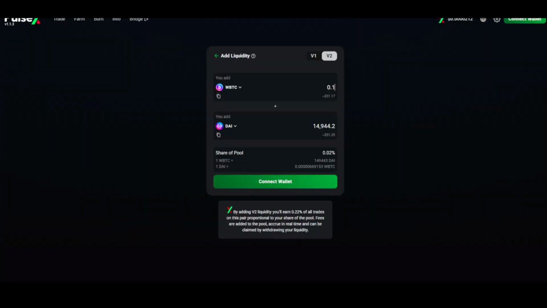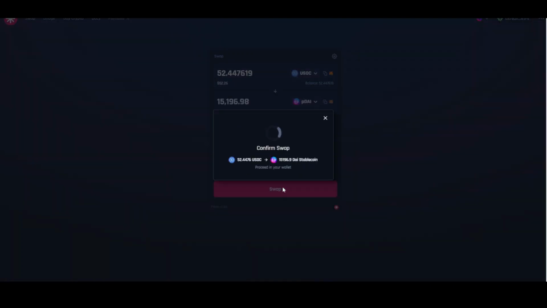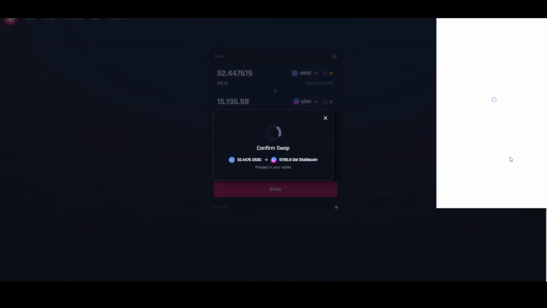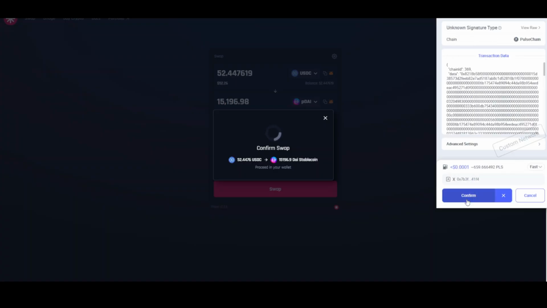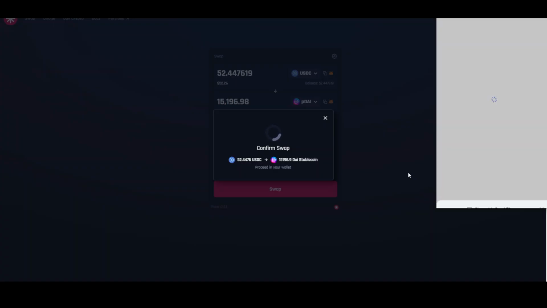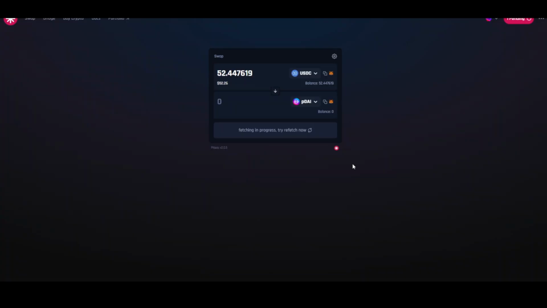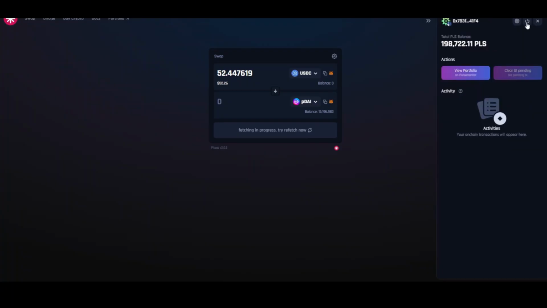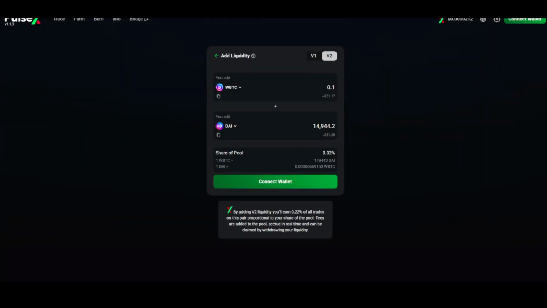How much do we need? We need at least 140, at least 15,000. There we go. Perfect. Money. And now we wait for the swap. All right, now we just wait. All right, now we have the pDAI and the wrap Bitcoin.